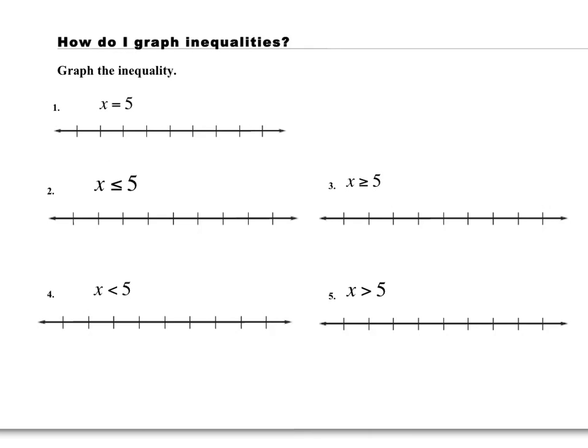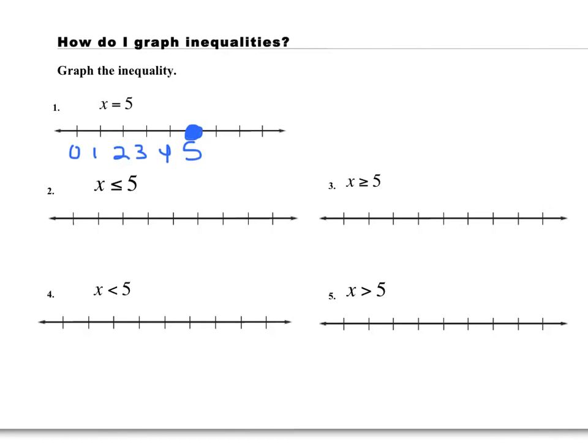We have x is equal to 5, and so on our number line, we could have 0, 1, 2, 3, 4, 5. So if x is equal to 5, it is going to be circled in, and you just make a dot that it is equal to 5.